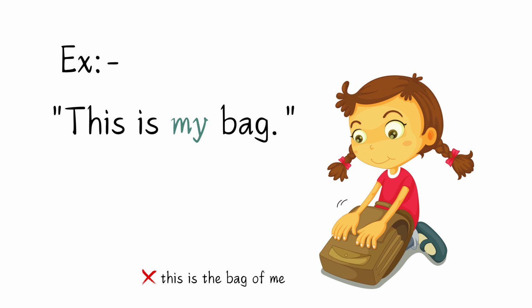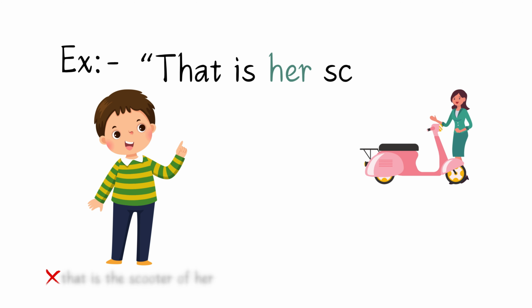Examples: This is my bag. We don't say "this is the book of me." Second example: That is her scooter. We don't say "that is the scooter of her."